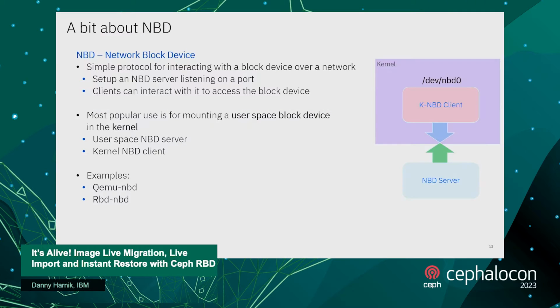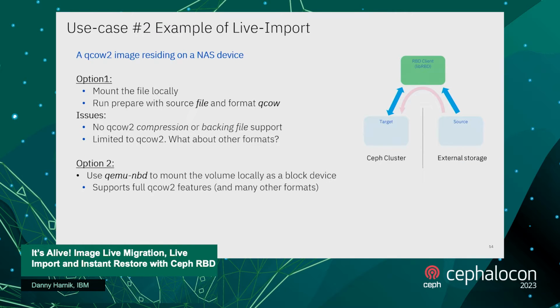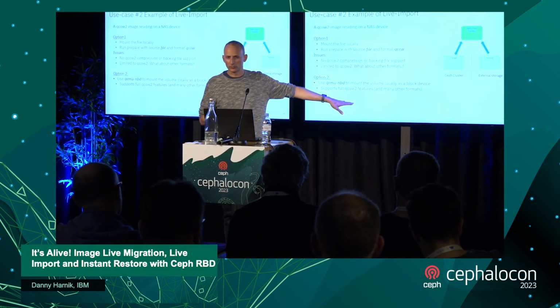So RBD NBD is one way to use RBD in a kernel environment, mounted locally. QEMU NBD is one that's more flexible. It implements a lot of things. This is the reference implementation of QCOW2, basically, and it supports all functions, etc. So our idea is to use QEMU NBD here. So back to the original slide, I said let's mount the volume locally with QEMU NBD. It supports all the QCOW2 features.